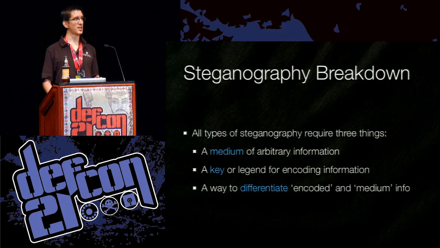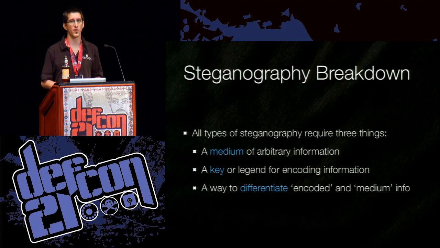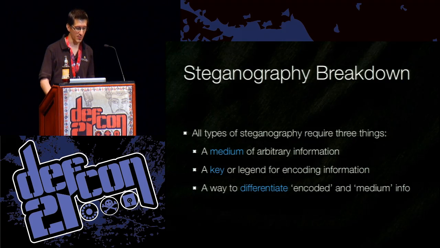All right, so we've talked about a couple of different types of steganography. They all have three things in common. Number one, you need a medium of arbitrary information. The medium could be your scalp, it could be a tapestry, it could be a photograph. You need to have a key or a legend, a way to encode data. If you encode this way, it means that. If you write that, it means something else. And finally, you need a way to differentiate between this encoded information and the rest of the medium information that is expected to be there. So these three things make up steganography.